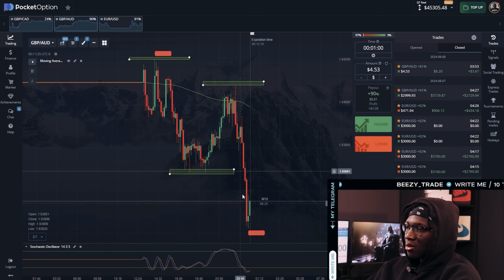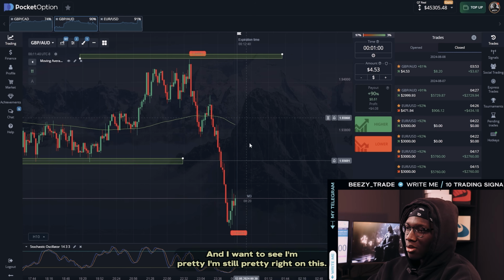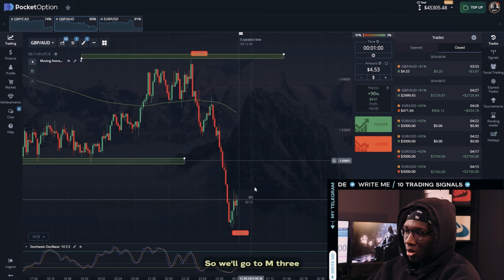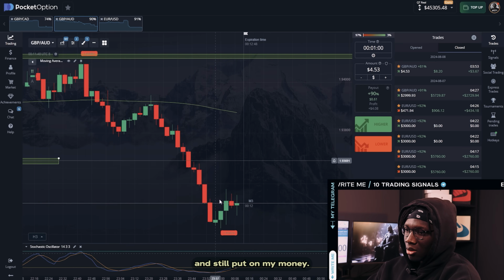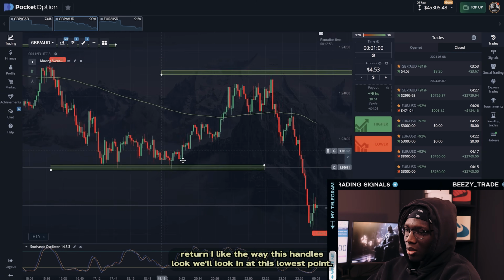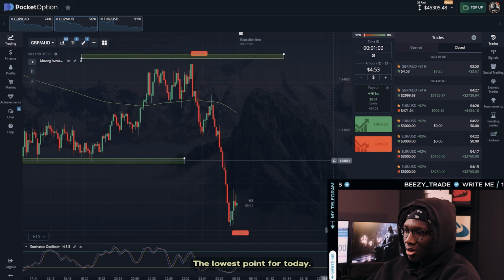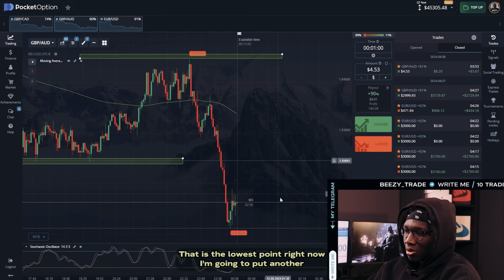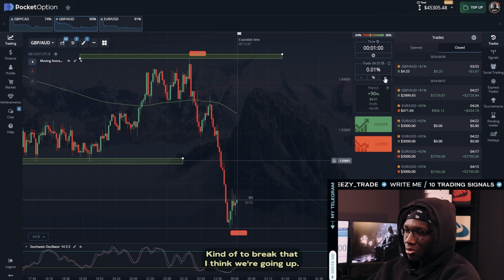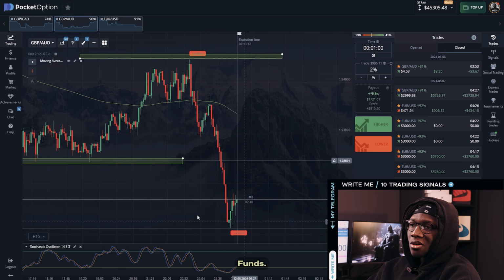So let's go back to about 10 minutes, and I want to see. I'm still pretty right on this. Alright, so we'll go to M3 and still pretty on the money. So right here, what I'm looking at is a possible return. I like the way these candles look. We're looking at the lowest point before today. That is the lowest point right now. I'm going to put another marker right here, kind of to break that. I think we're going up, so we're looking for a way that we can really take money on this.